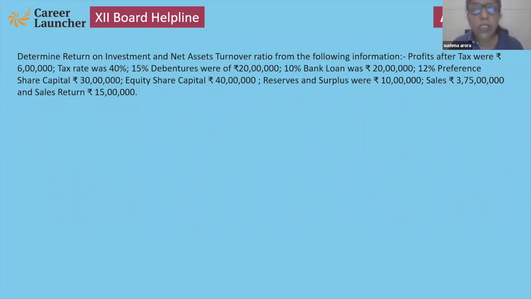See, be careful, this is profit after tax. Now, debentures 10%, bank loan 12%, preference here. Two parts of interest: debentures 15%, bank loan 10%. Equity share capital, reserves and surplus, sales means RFO given and sales return also given. That is 15 lakh. Now, we have to see the answer.